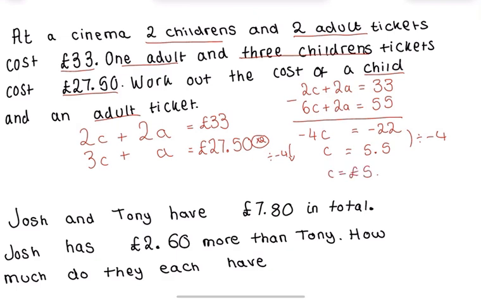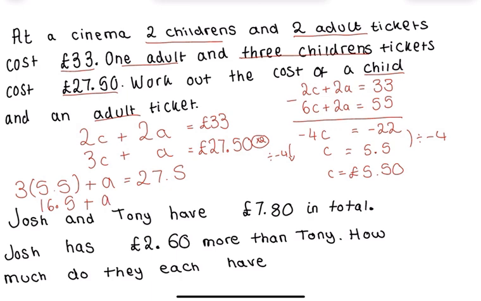Now let's have a look at how we'd find the adults. Remembering with simultaneous equations, all we need to do is substitute it back into one of the equations. So I'm going to go for this one. So I've got 3 children, which I know is £5.50 now, plus an adult equals £27.50. Well, if I do 3 lots of that £5.50, I'm going to get £16.50, plus an adult, which is £27.50.